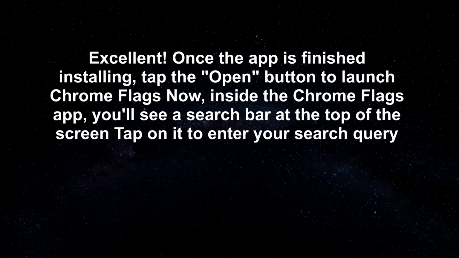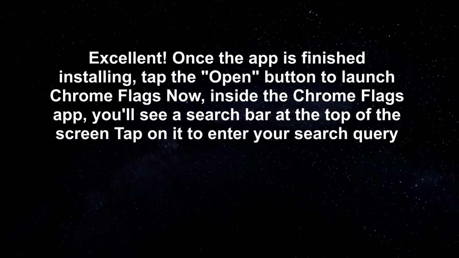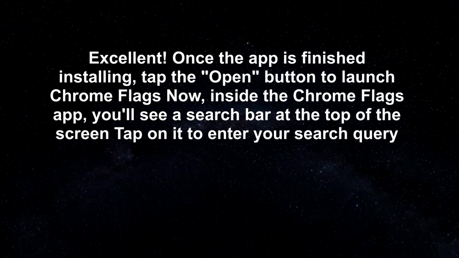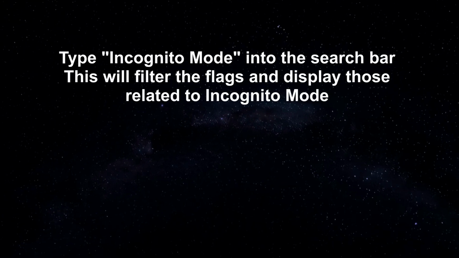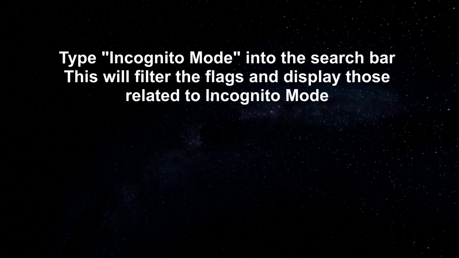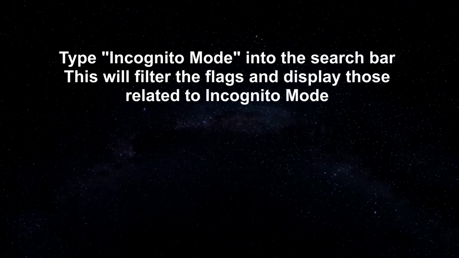Inside the Chrome Flags app, you'll see a search bar at the top of the screen. Tap on it to enter your search query. Type Incognito Mode into the search bar. This will filter the flags and display those related to Incognito Mode.